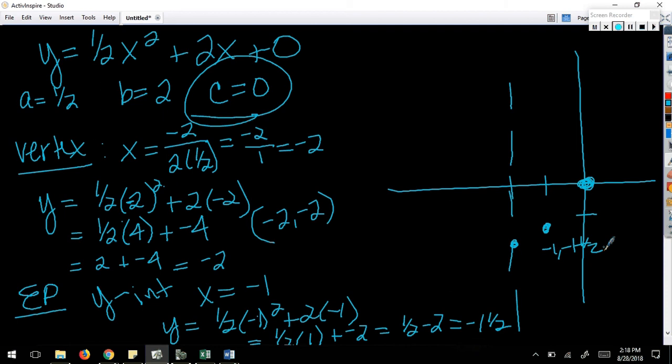Where did -1 come from? I just picked a point. I picked an easy point. Pick something easy. I'm going to reflect this over and connect it to look like a parabola. Notice how much wider that one's getting because of that 1/2.